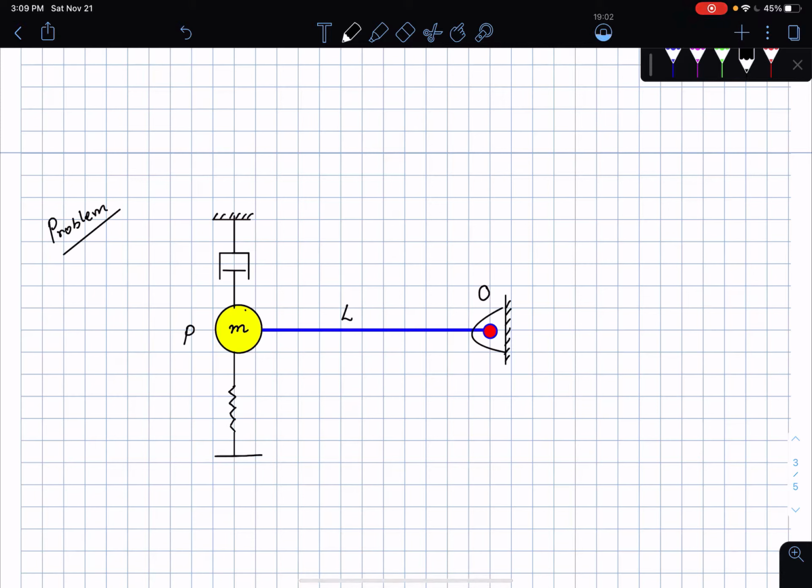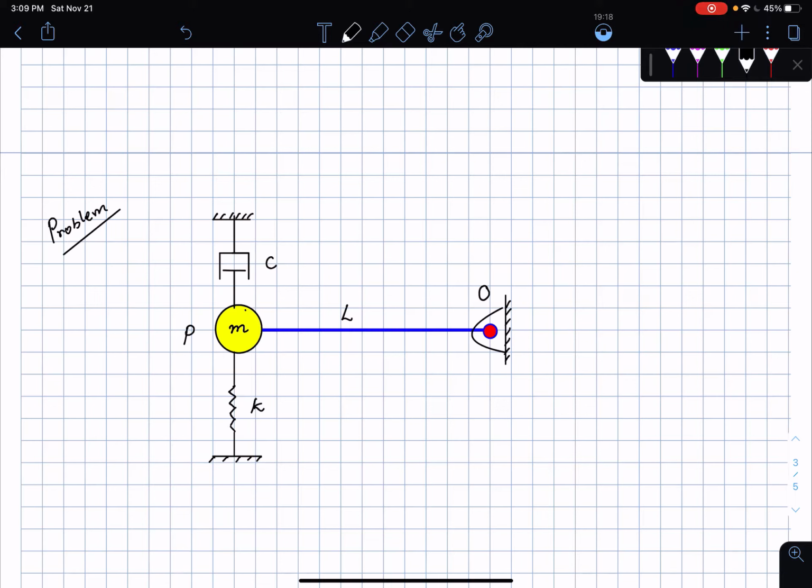Okay, so the spring is connected to the wall as well on the bottom side of the mass. Let's say that the damping element has a coefficient C and the spring has a stiffness K. So there is a mass, there is a damping element, and then there is a stiffness K. This is an example of a lumped mass model.